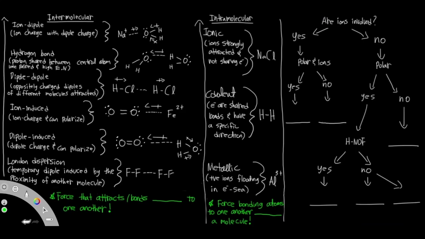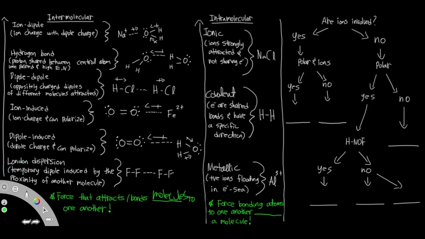Inter versus intramolecular forces. An intermolecular force, as shown down here, is a force that attracts molecules to one another. The weakest one will be London dispersion. This molecule doesn't have a dipole, and this one doesn't have a real dipole, but they are in close enough proximity to have some sort of attraction. So it's quite weak, and hence it's on the bottom of the ladder.